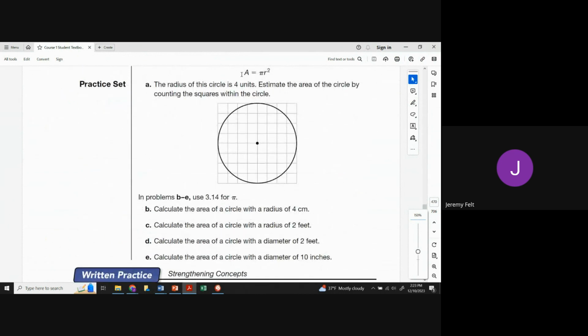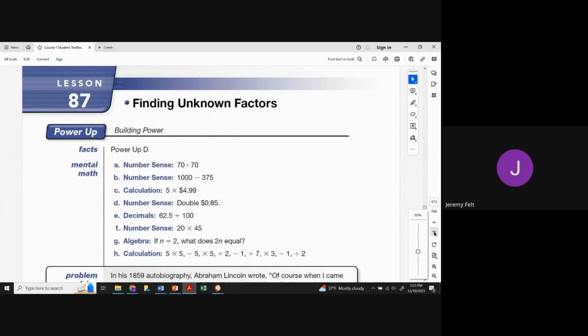Okay, so pi r squared, there's your formula. All you need to know is your radius. Plug it in for r and compute, and you're done. Don't forget your units, centimeters, feet, inches, whatever it is, to the power of 2. So square centimeters, square feet, and square inches. We'll practice that together when we get to class.